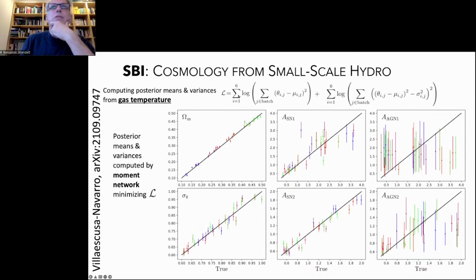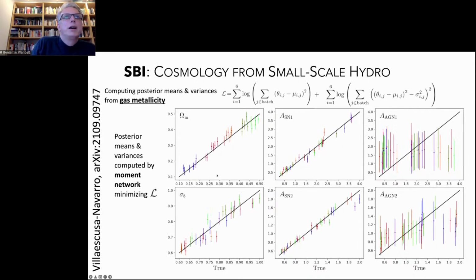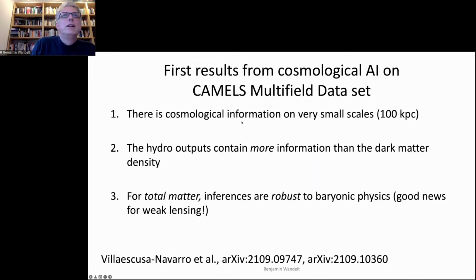And you can see, so these are using moment networks. So this is the loss you would get from a moment network that I described before, with Niall Jeffrey. He'll give a talk in a few weeks from now. And you can see that we get very consistent estimates with the truth, and then also these hydro parameters. And this is from the gas temperature. So this is something that's in principle observable with, for example, Sunyaev-Zeldovich or X-ray measurements. This is the gas metallicity. So something quite far removed from the dark matter density, and still we can get a lot of information about cosmology from that. So this is what we've learned from this.